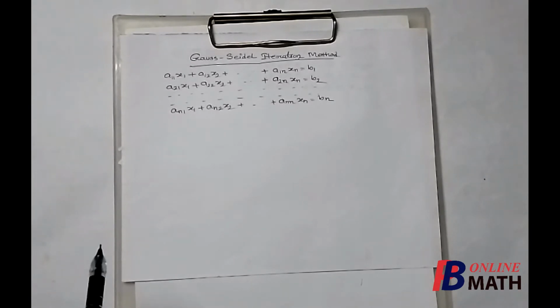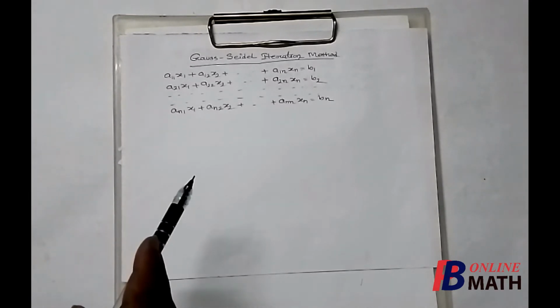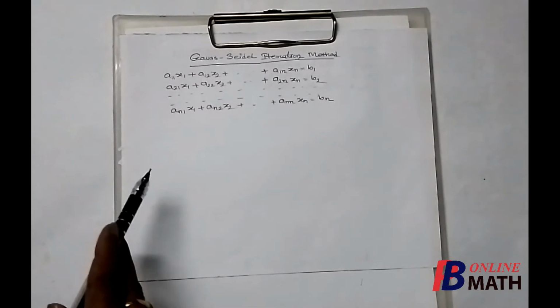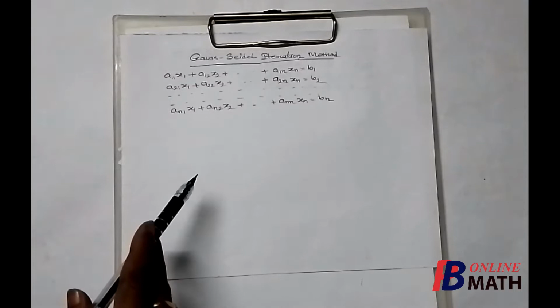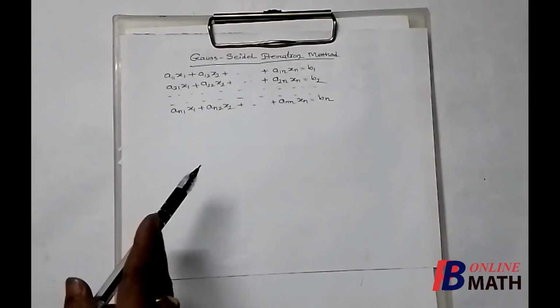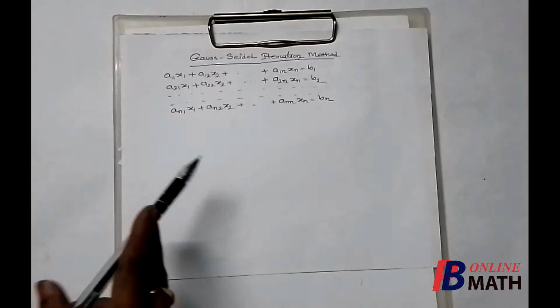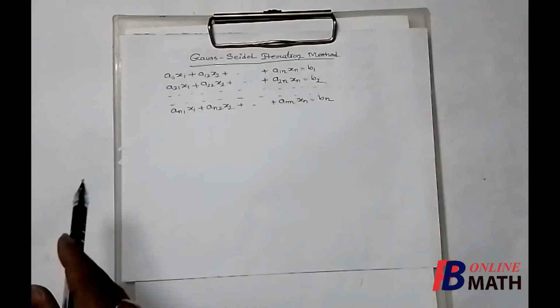So let us consider these n equations comprising of n variables x1, x2, xn. So these are the n equations. So we have to solve all these n equations. That means we have to find the values of the unknown variables x1, x2, xn.